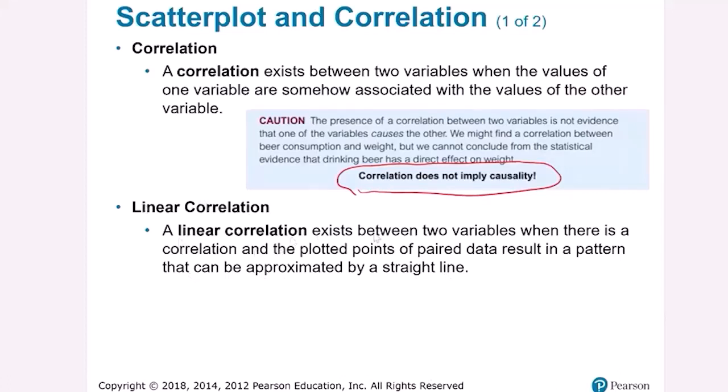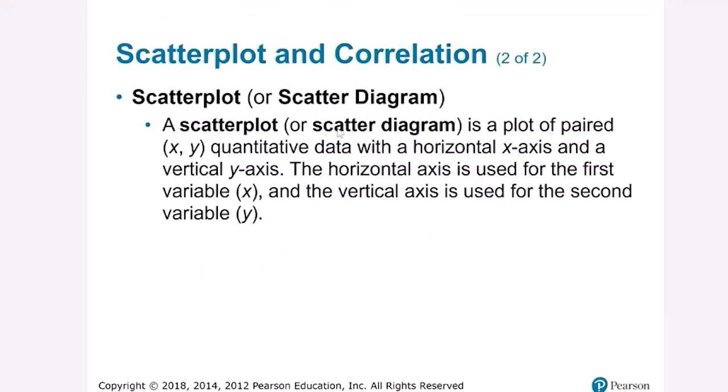A linear correlation exists between two variables when there is a correlation and the plotted points of paired data result in a pattern that can be approximated by a straight line. A scatter plot, or sometimes we call it a scatter diagram, is a plot of paired XY quantitative, that means numeric, data, and they're saying that we have a horizontal or x-axis and a vertical y-axis. A horizontal, this would be the x-axis, and a vertical, this would be the y-axis.